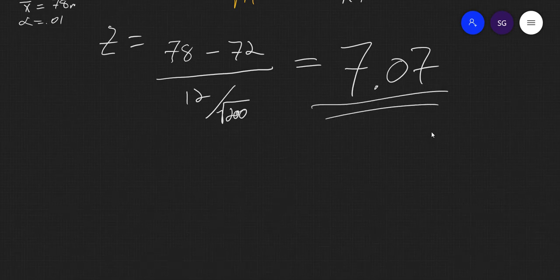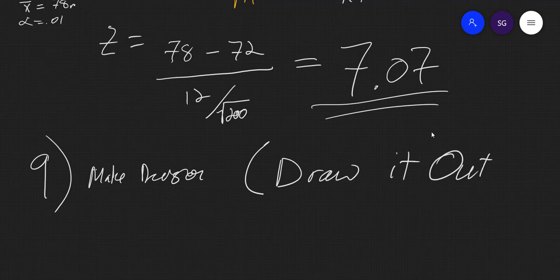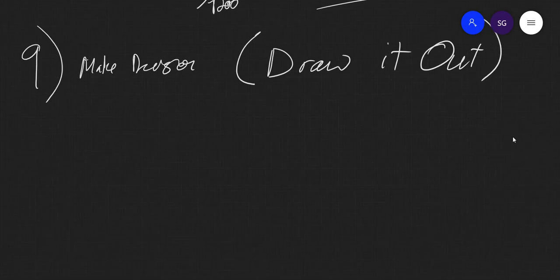I think you already know where we're headed, but let's go to number 9, make the decision. And here, if you don't know what's next, is another great place to draw it out. So number 9 is make decision. You should always draw this out until you are super, super confident, and that doesn't happen until you're in grad school. When in doubt, draw it out. So let's draw it out.